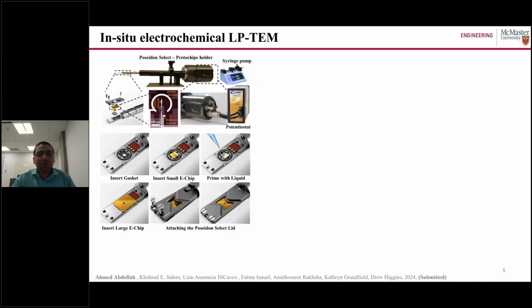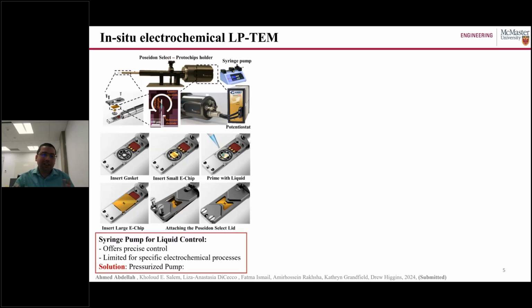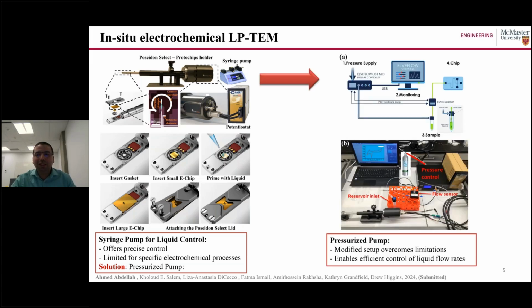But the syringe pump is good just for flowing electrolyte at normal conditions, while some electrochemical measurements require a solution saturated with a specific gas. In my case, I used carbon dioxide. Carbon dioxide gas has very limited solubility in aqueous solution, so we faced some limitations using the syringe pump in this system. So we modified the system by replacing the syringe pump with a pressurized pump. This pressurized pump can help keep the solution saturated all the time during the reaction.